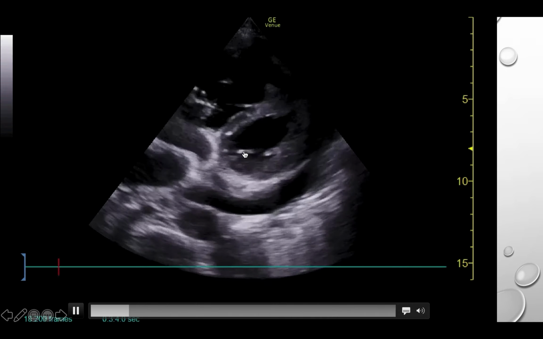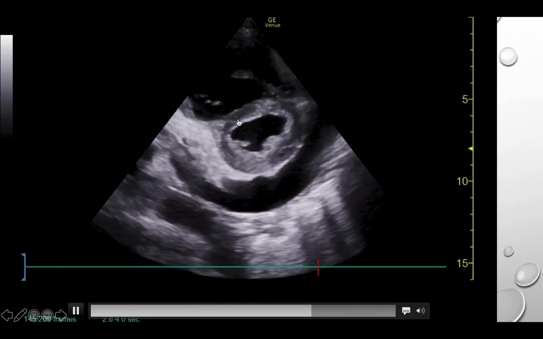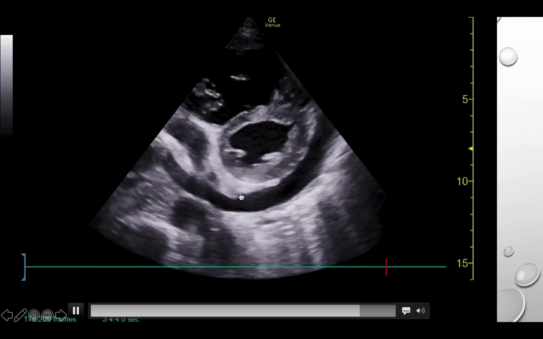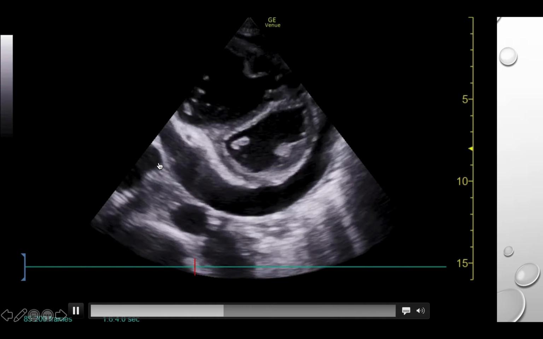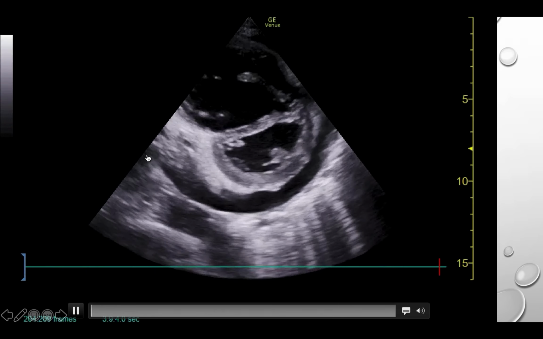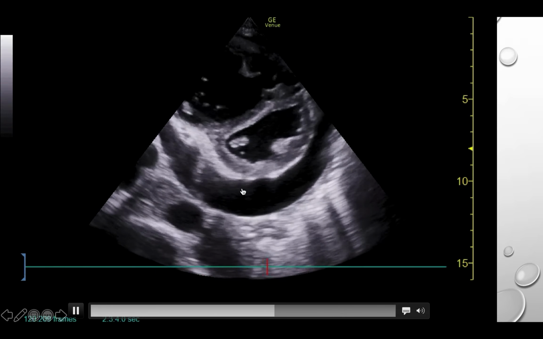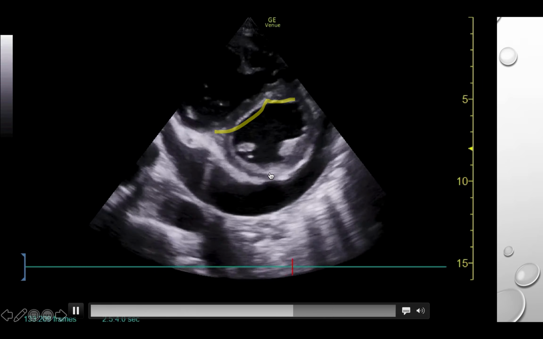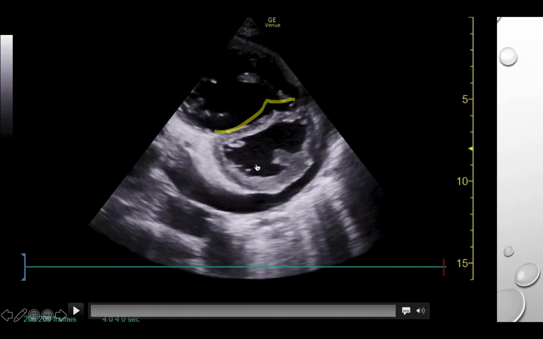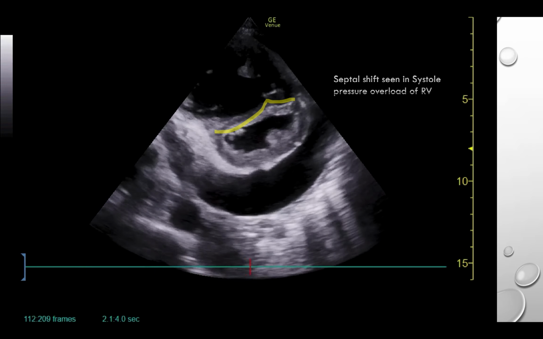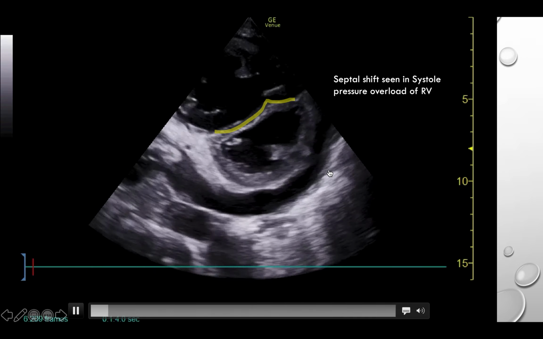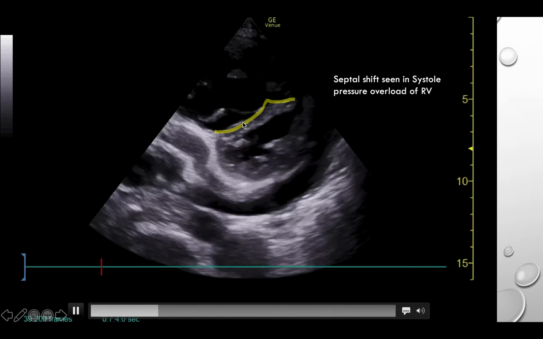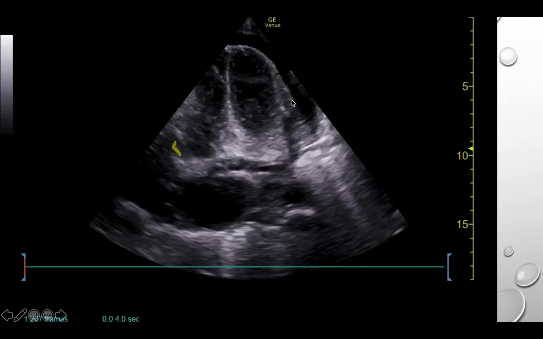This is meant to be the left ventricle. The right ventricle is quite dilated. Again, posteriorly, you've got a decent amount of pericardial effusion. In this corner, what you see is your pleural effusion. What is interesting is what we call a D-shape movement of the septum in systole, which is a good marker for pressure overload of a right ventricle, as you see this kind of D-shape change.